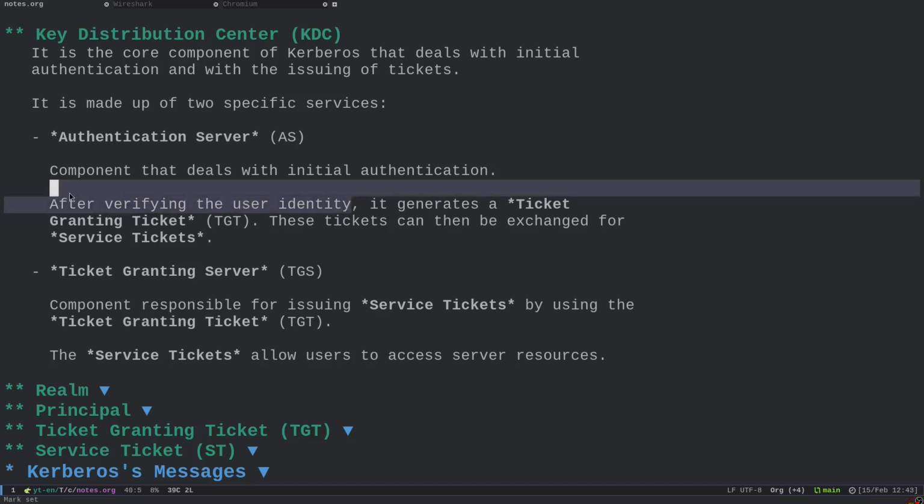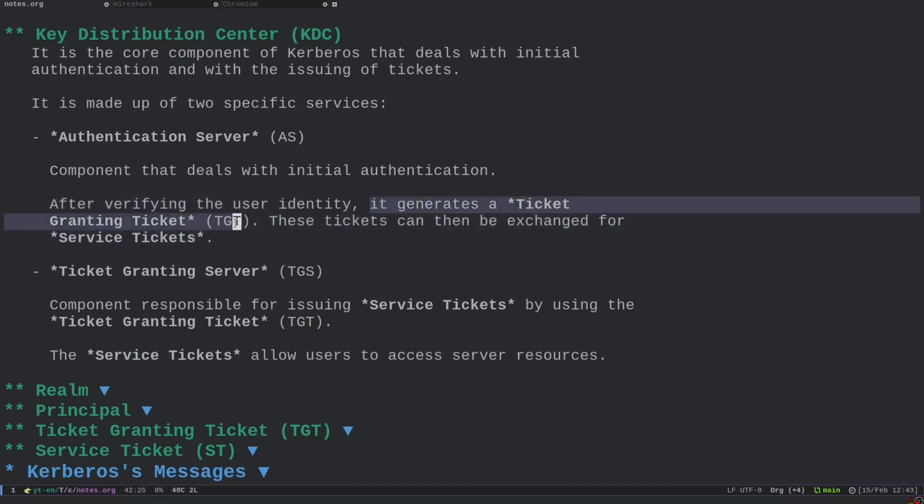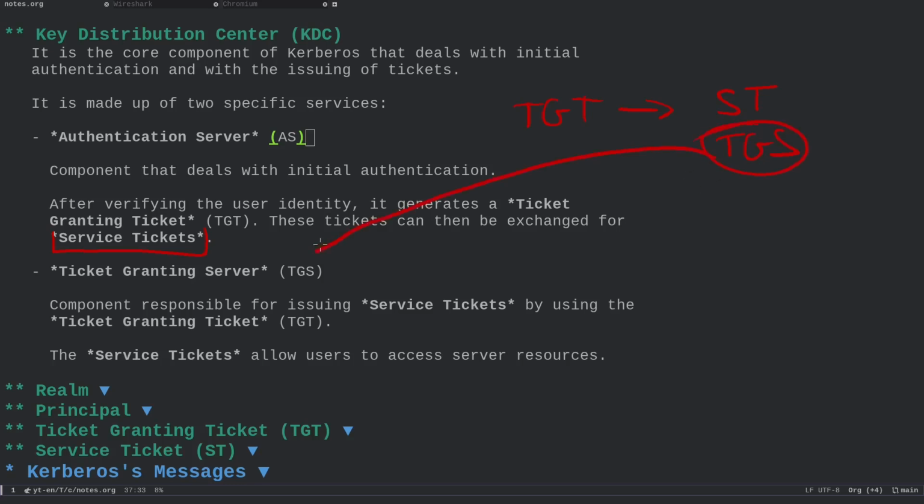And when it does so, if authentication succeeds, so like if everything is fine, the user knows the correct password, then it generates a ticket granting ticket. Now, when you have a TGT, you can exchange the TGT to obtain a so-called service ticket. So either you can call it service ticket, or you can also call it ticket granting service. So TGS is the same thing. However, with TGS, we also mean the second server in the context of the KDC, which is the ticket granting server.